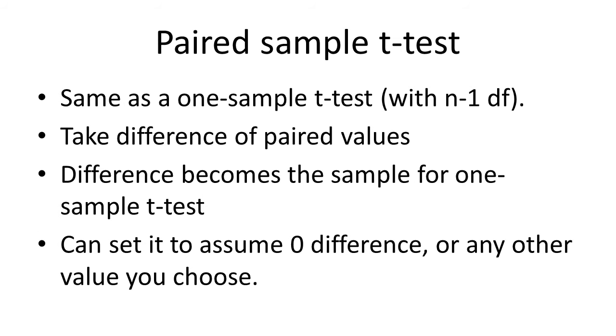So first, a paired sample t-test. It's the same as the one sample t-test with n minus 1 as the degrees of freedom again. You basically take the difference of the paired values. So you take sample 1 and sample 2, which both have the same amount of observations, and just subtract them. And then you use that as your test statistic.